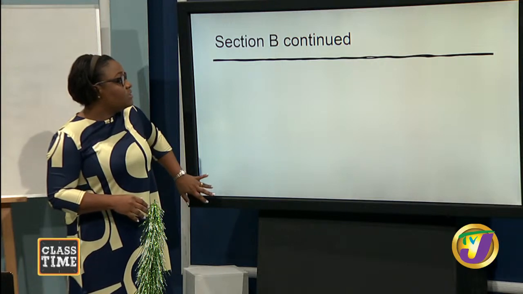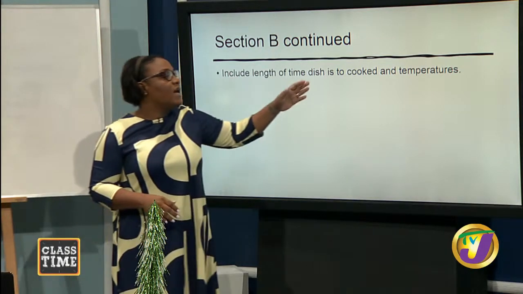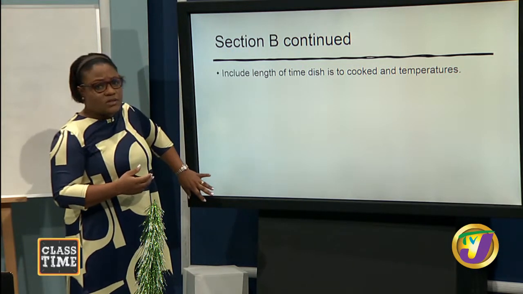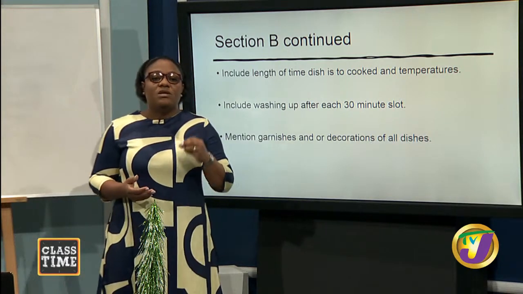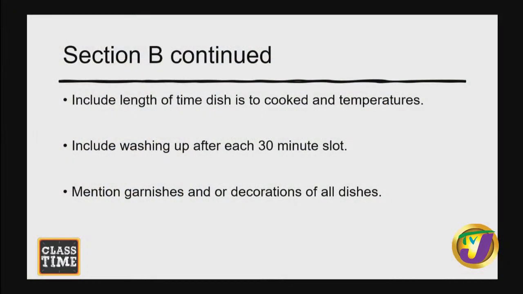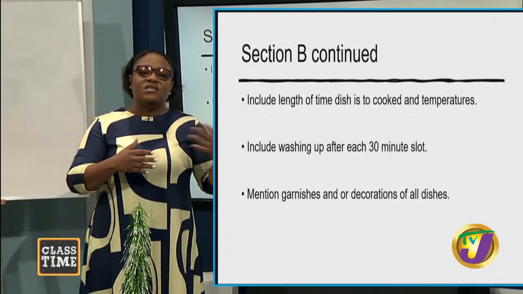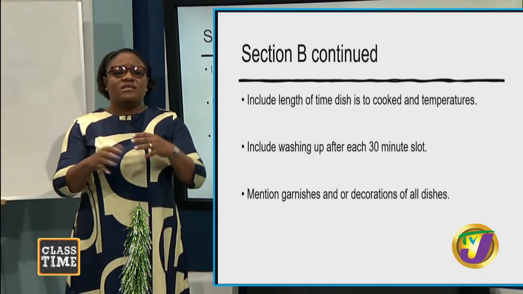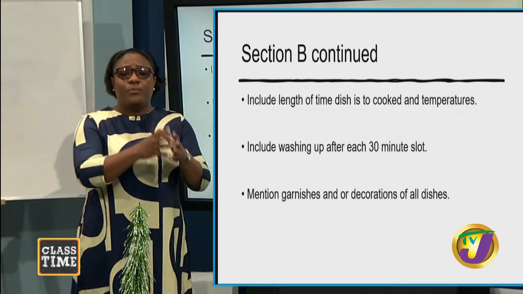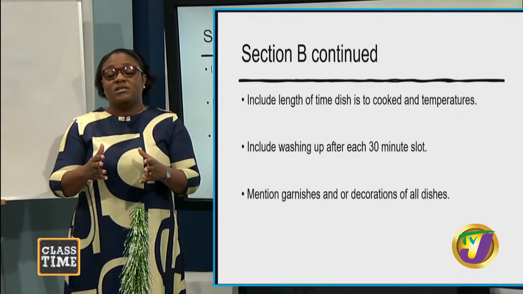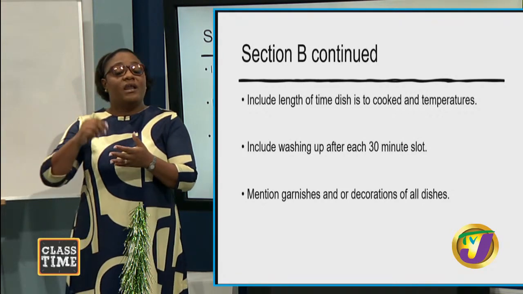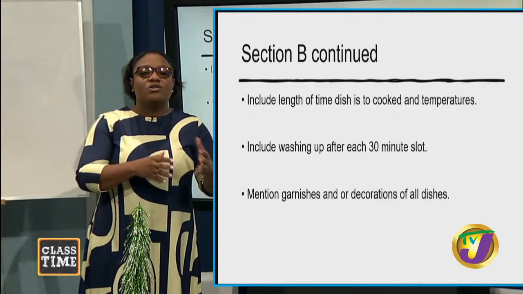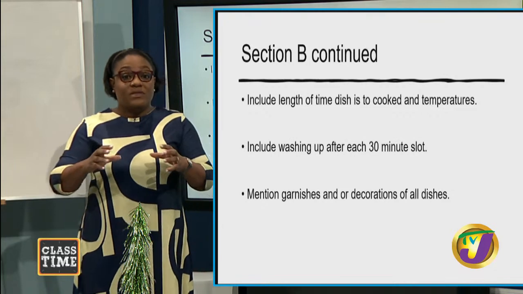Let's continue. Section B continued. Now you're going to include the length of time each dish is to be cooked and the temperatures. I mentioned this before. They include the washing up after each 30-minute slot. Now, we are preparing you for the industry. Food and nutrition now is aligned to CVQ and NVQ-J, all of those things. So that's the Caribbean Vocational Qualification Level 1 in food preparation, commercial food preparation. Some persons may want to actually be assessed at that and to show competency and have that Level 1 certification. Some persons may not. Nonetheless, we are teaching from that curriculum.